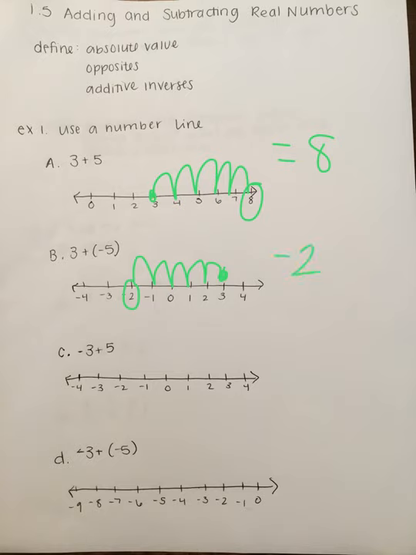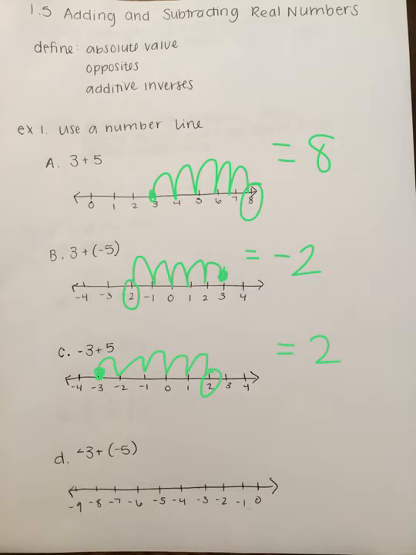Alright, if I have negative 3 plus 5, I start here at negative 3, and I go 5 to the right because I'm adding a positive number. Positive numbers move to the right, negative numbers move to the left. So 2 would be my answer.